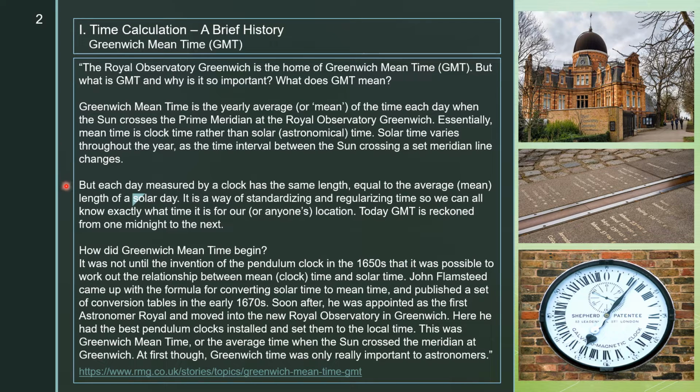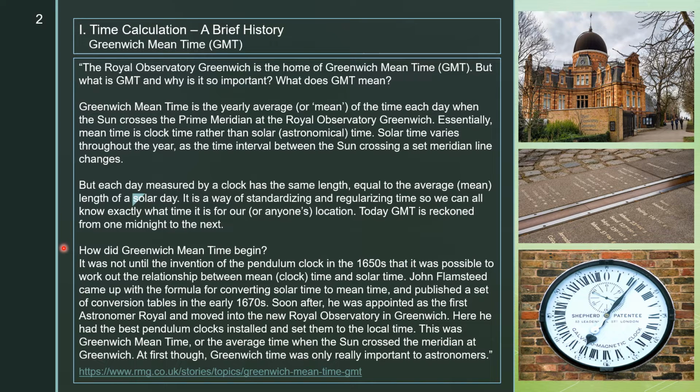But each day measured by a clock has the same length, equal to the average or mean length of a solar day. It is a way of standardizing and regularizing time so we can all know exactly what time it is for our or anyone's location. Today, GMT is reckoned from one midnight to the next.